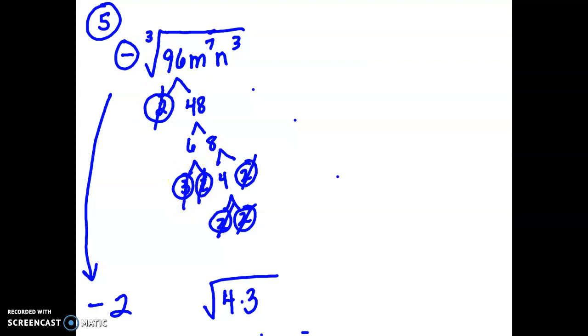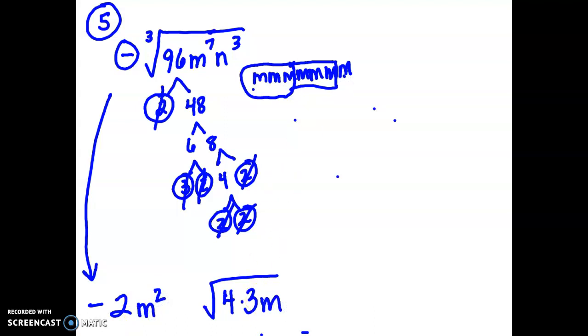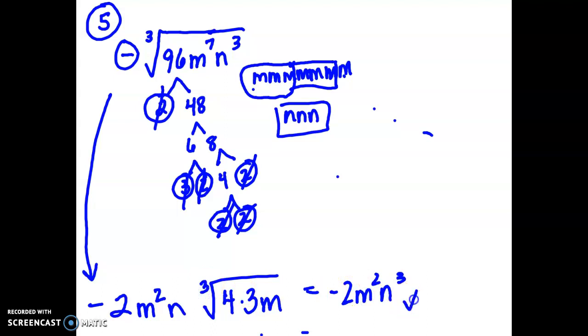All right, so we took care of our prime numbers. M to the 7th, so if we had 7 m's, you can think of it as 1, 2, 3, 4, 5, 6, 7. 7 divided by 3, because we're going to put them in triples, would be 2. So our m would be to the second power with 1 m left over. And n to the third, well, we're just going to have one set of 3's, so that's going to go on the outside. So then our final answer would just be negative 2 m squared n. I'm not going to forget about the cube root. The cube root of 4 times 3 is 12, and then m.